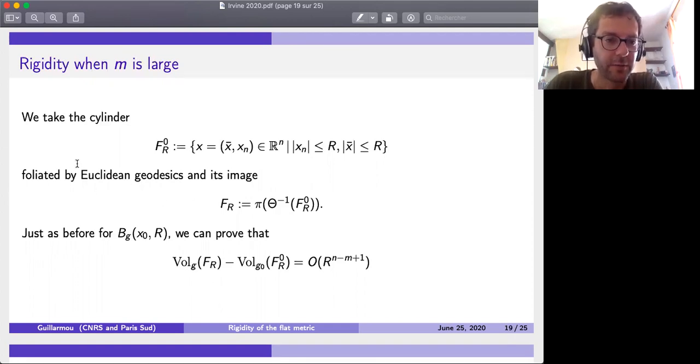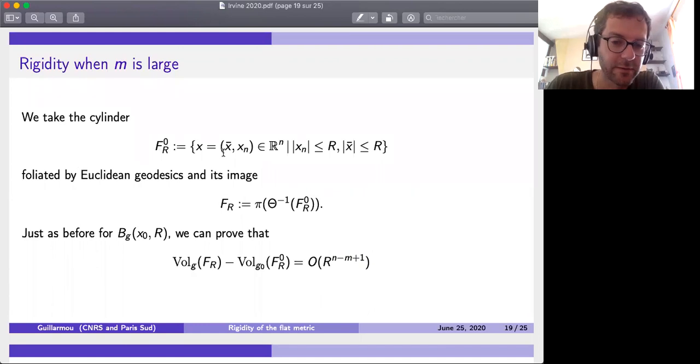So now let me come to the rigidity, assuming first that m is large. Remember in my main theorem, I was assuming that m is bigger or equal to 3. So first we will show that our metric is Euclidean if it has no conjugate points, assuming that m is large. And when I say large, it is large with some m depending on the dimension. So for this, we take a cylinder.